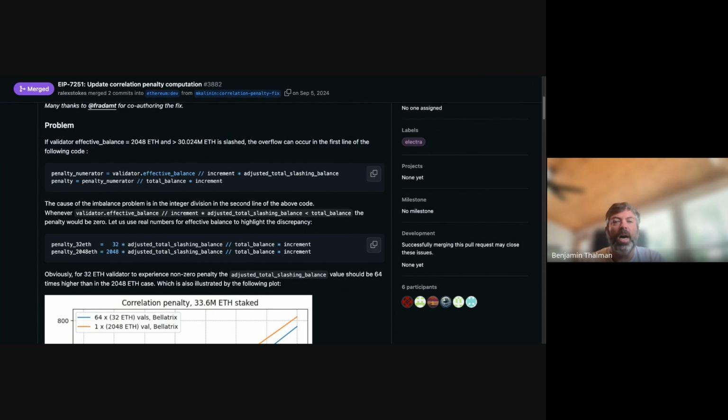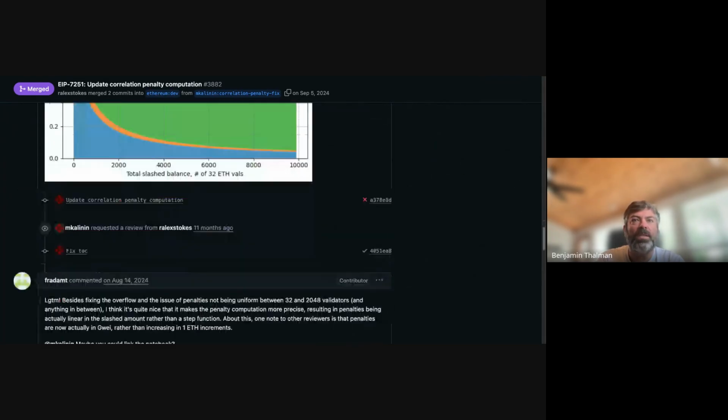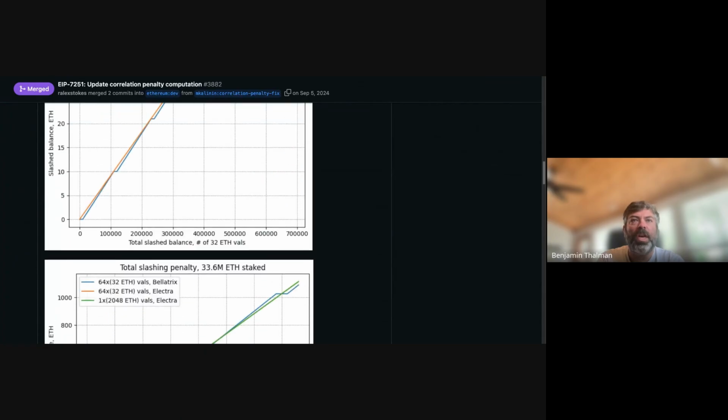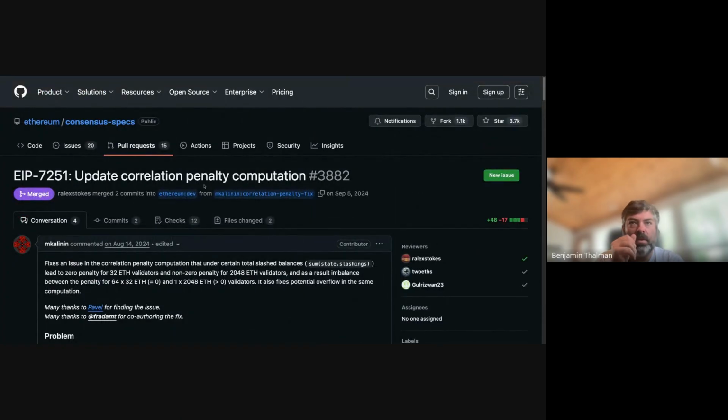So anyway, hopefully that's been helpful. I know it's a lot of information, but I do think it's important for folks to understand the changes between pre-Pectra and post-Pectra, and understand how the amount slashed has changed. Also, this post I will link, and it's also very helpful. It gives a good analysis of the change in calculation and how the penalty changes. So that's also very useful.